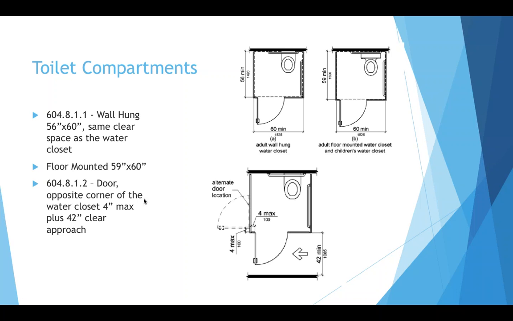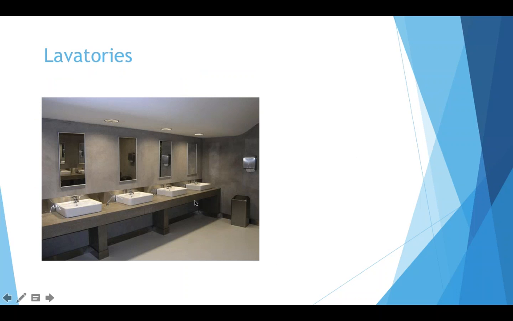And then on your approach, also keep in mind you need 42 inches clear to get that door open. So you always have a 4-inch maximum, so it can be less than that. It can be all the way at the corner. But what that does is that lets the person in the wheelchair wheel into this open space next to the stall.